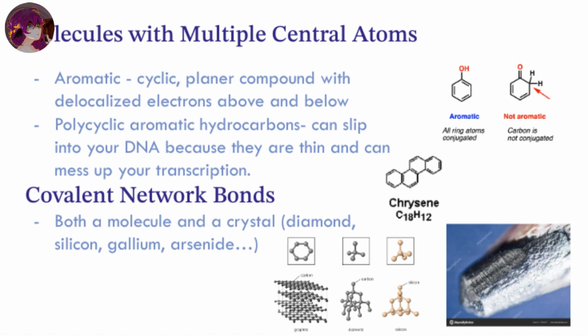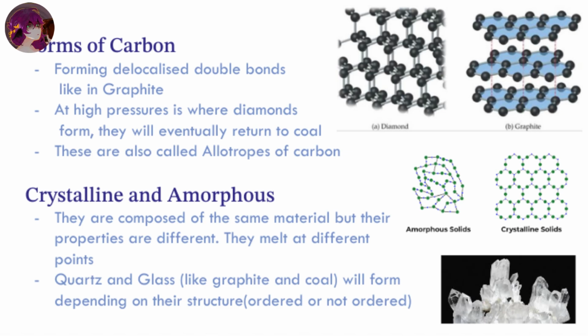Here is a close picture of graphite. If you've ever looked at your pencil, you can see it has an interesting shape to it. That's why it falls apart so easily. And then, formed of carbon, like I explained before, there are graphite and diamond. They form localized double bonds, like in graphite. And at high pressures, that's where diamonds form. And then they eventually return back to coal, but not for a long time. And these are also called the allotropes of carbon.